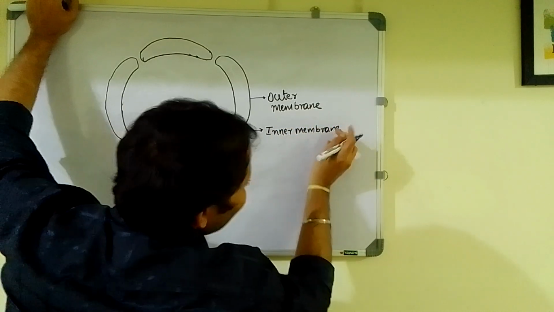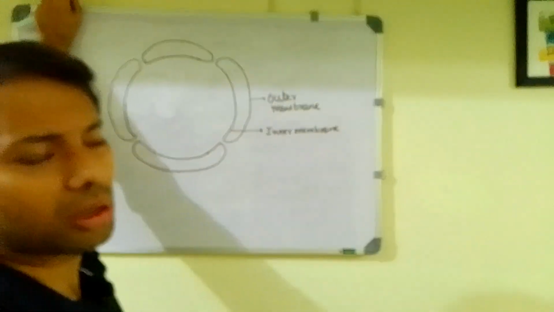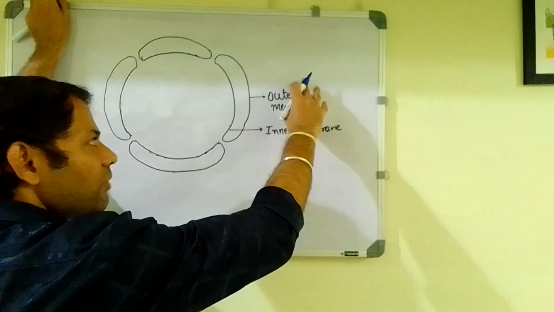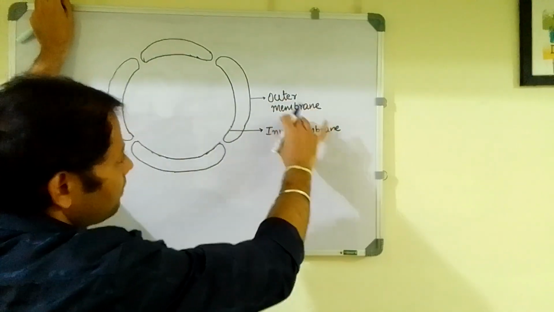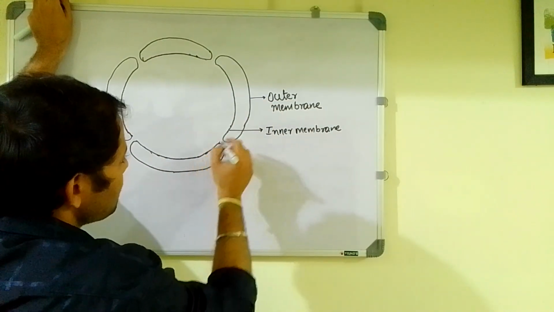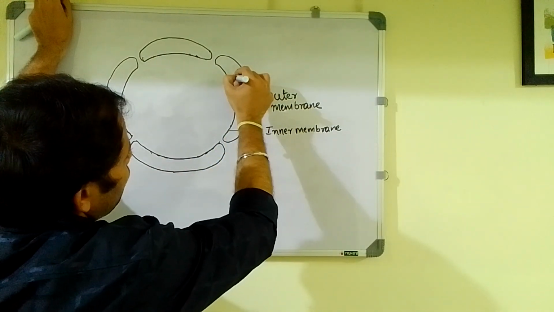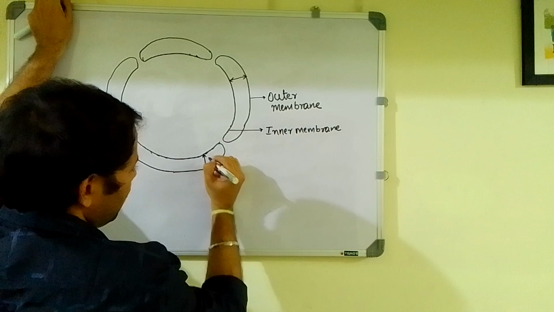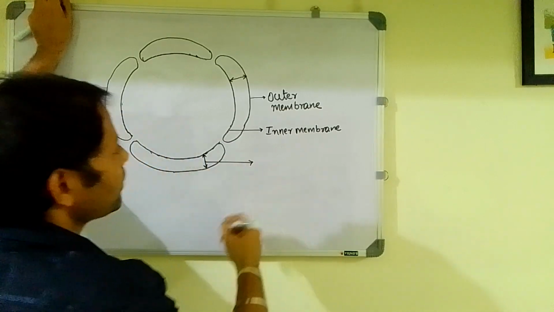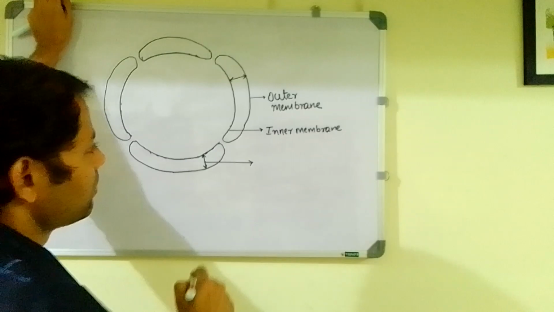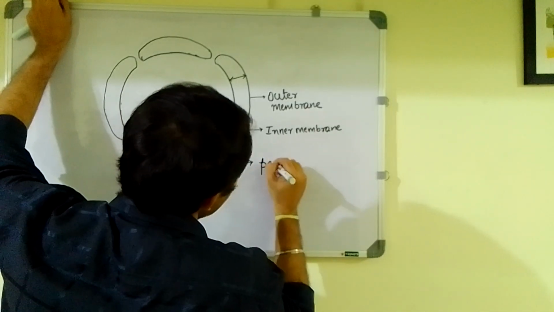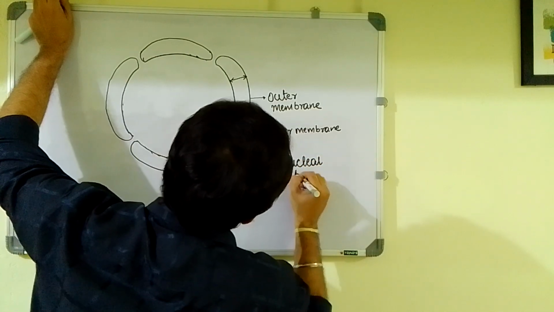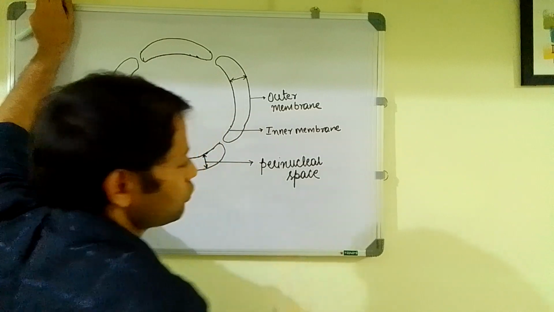Be it any double membrane cell organelle, be it mitochondria, chloroplast, or nucleus, the common thing is that you have an outer membrane and an inner membrane. You can see the space between the outer membrane and the inner membrane. This space is called the perinuclear space.